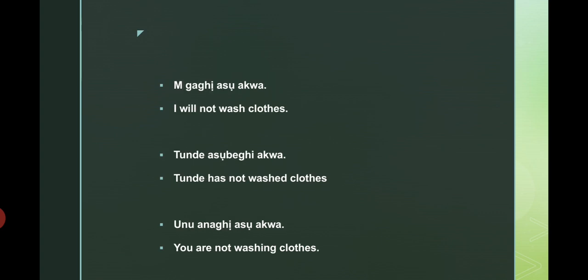Ngaghị asụ akwa means I will not wash clothes. Tunde asụbeghị akwa. Tunde has not washed clothes. Unu anaghị asụ akwa. You are not washing clothes. Okay, so it's that simple. Just put the name of the person you want to use the verb with, and then you make the sentence.